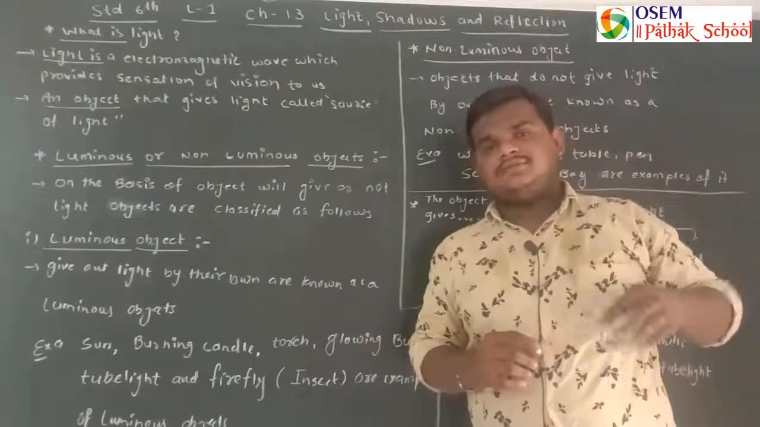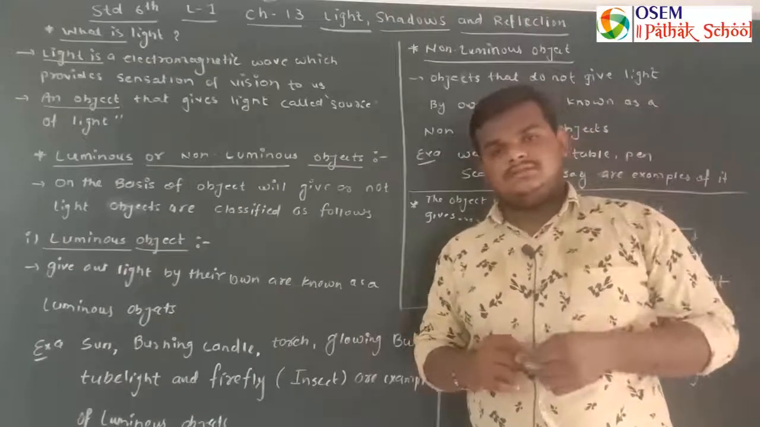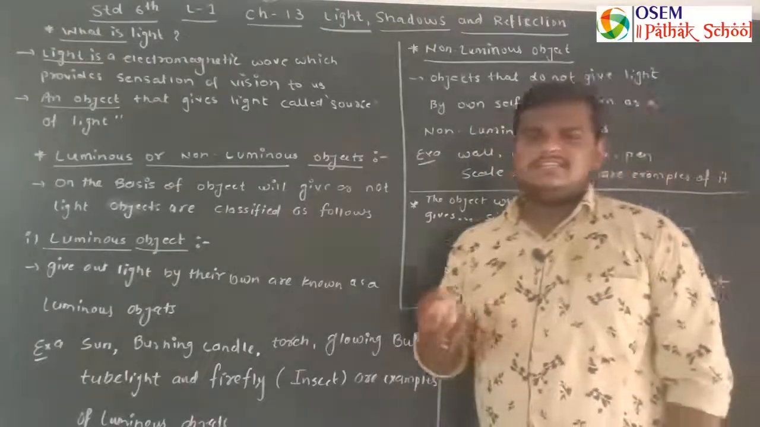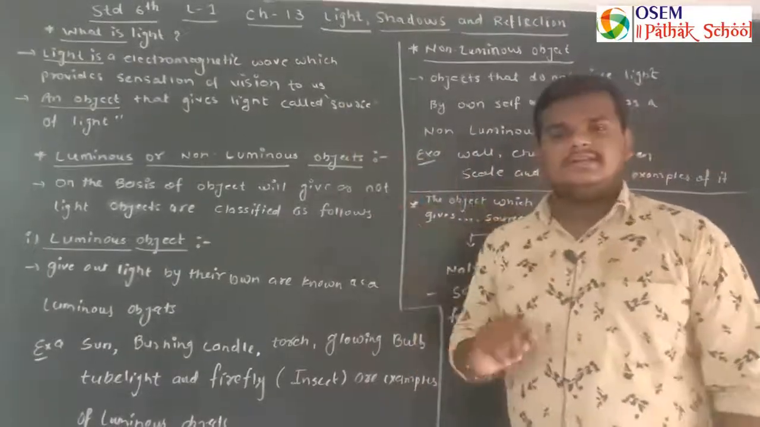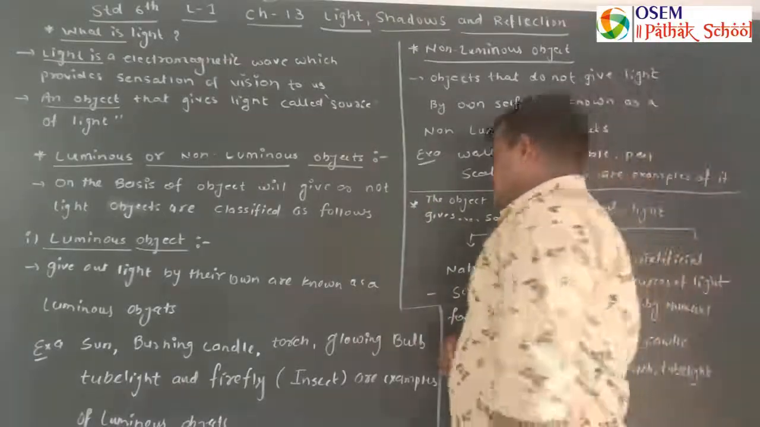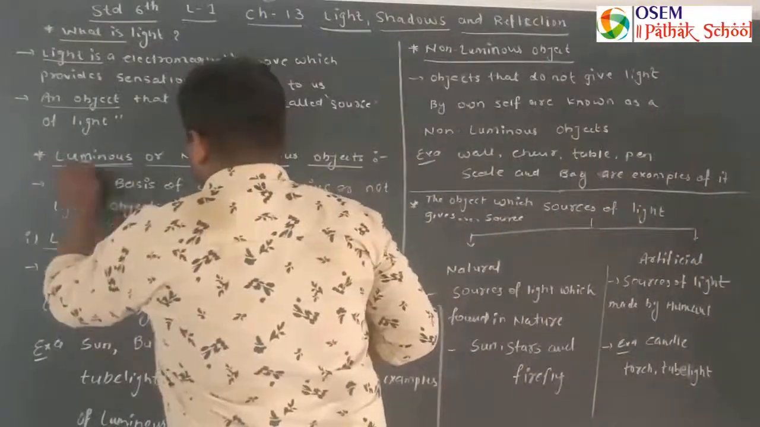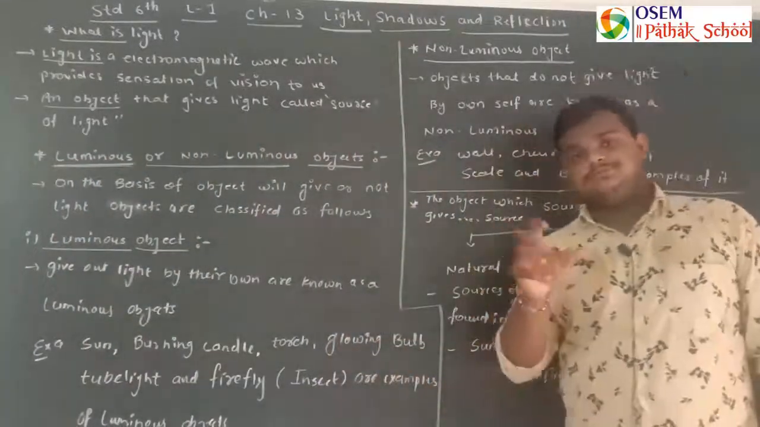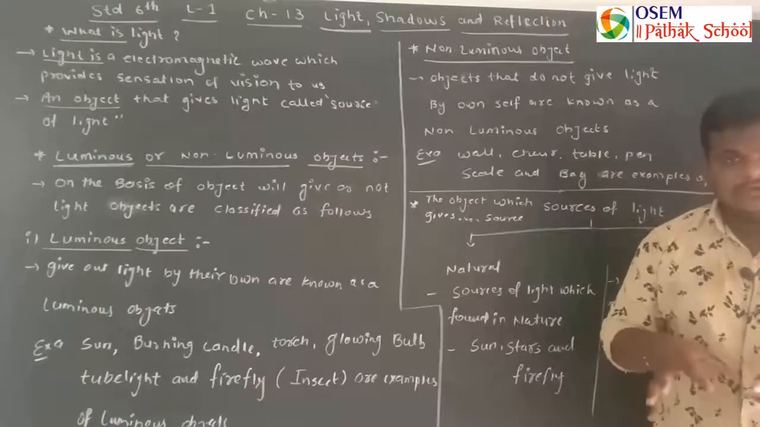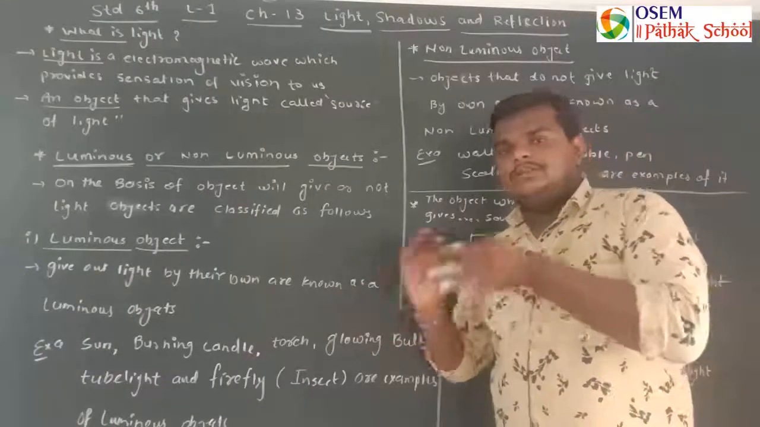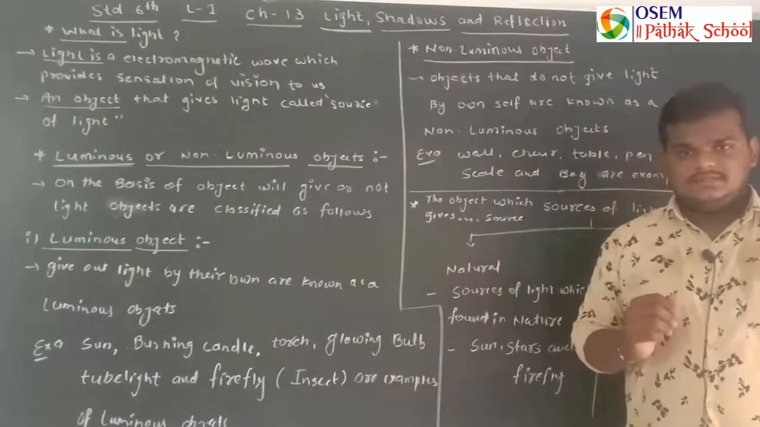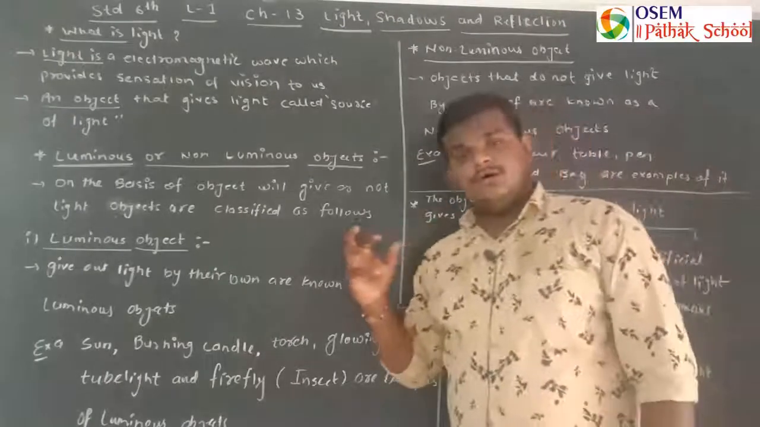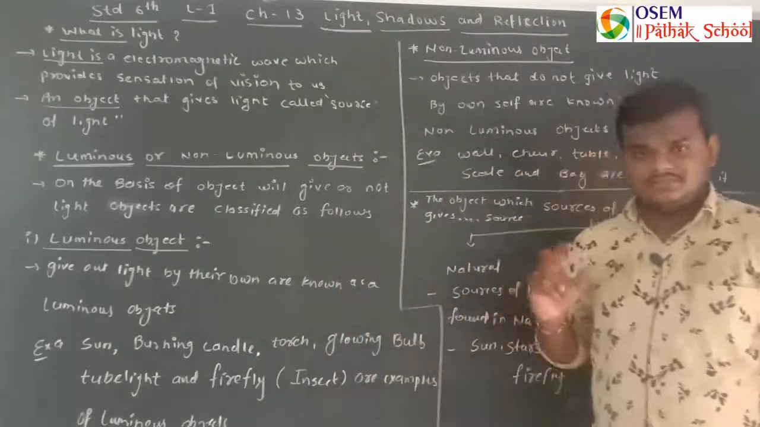The Sun is giving light from a great distance, so the Sun is considered a source of light. The object which gives light is generally considered a source of light. Here we are going to learn about two types of objects, luminous and non-luminous objects. What are luminous objects and what are non-luminous objects? These things should be clear in your mind.